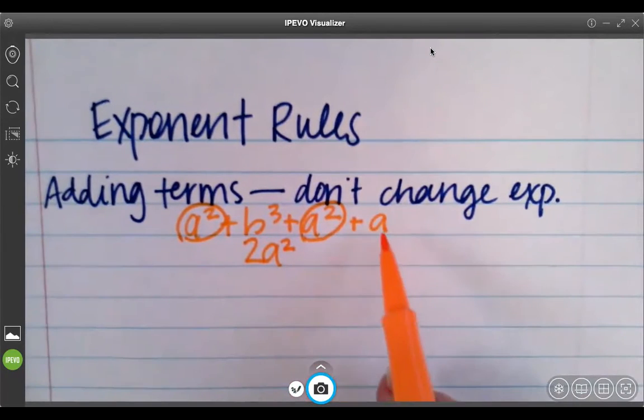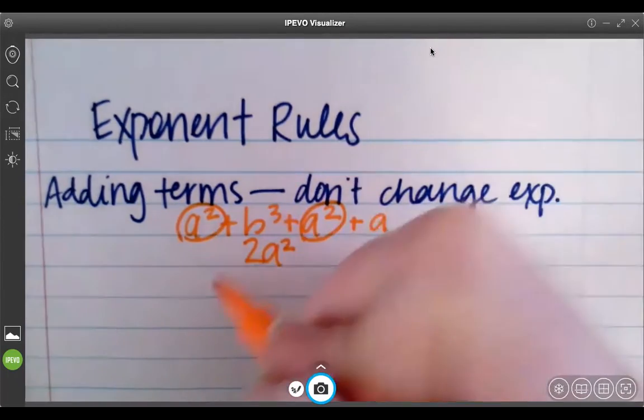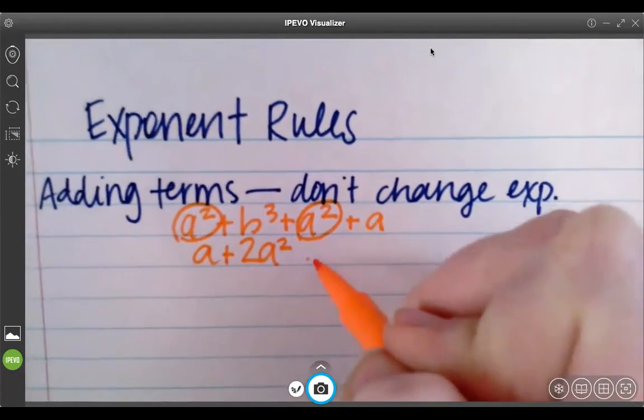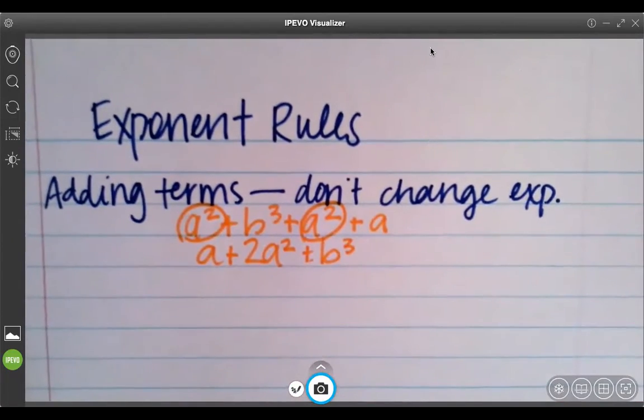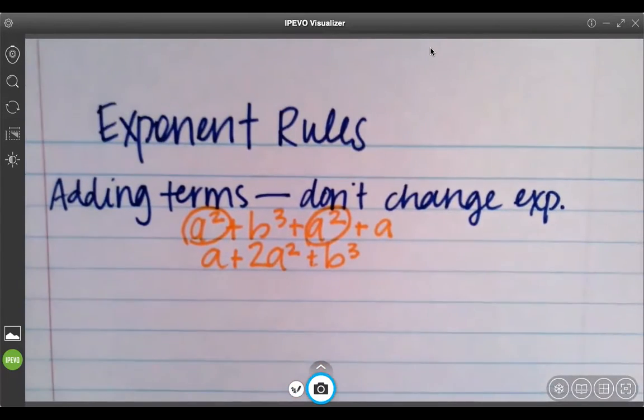And then typically I would put the single a up front that has no exponent, and then I would put b to the third in the back. You normally write your answer in alphabetical order and then in order of growing exponents. So an understood 1, a written down 2, and then our b. If I'd had b to the fourth, it would have gone after this. So that's adding or subtracting. You just use the exponents to match them up. You don't change the exponents at all.